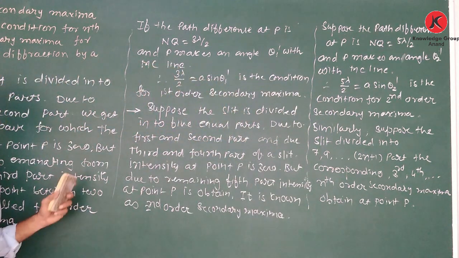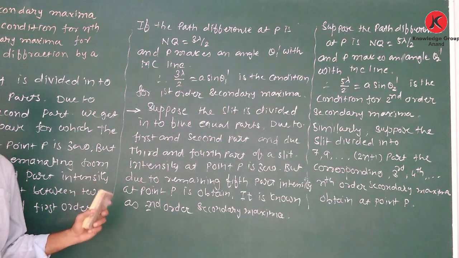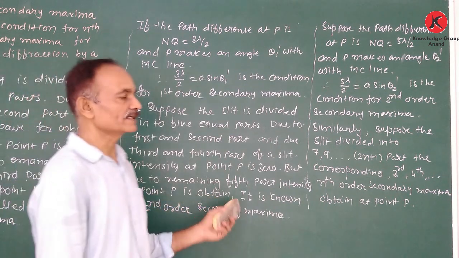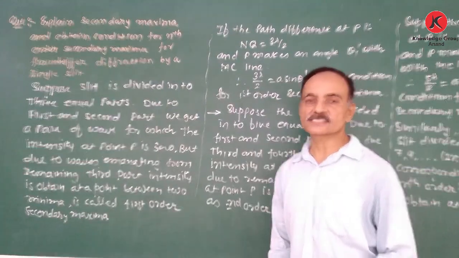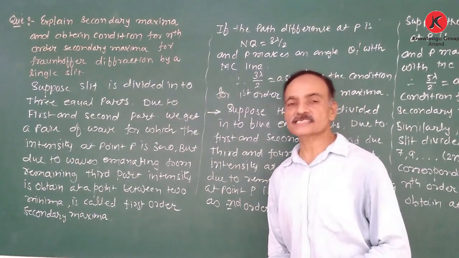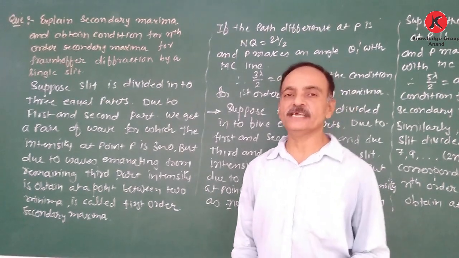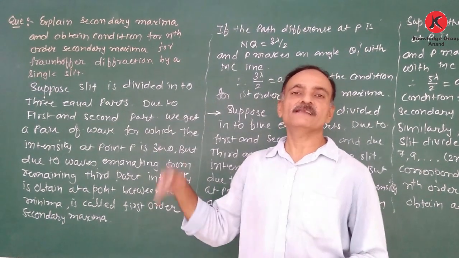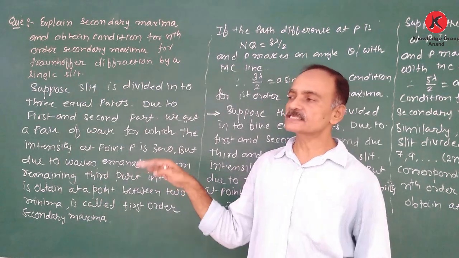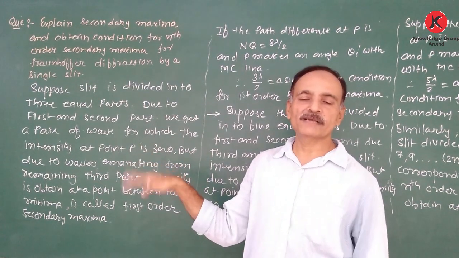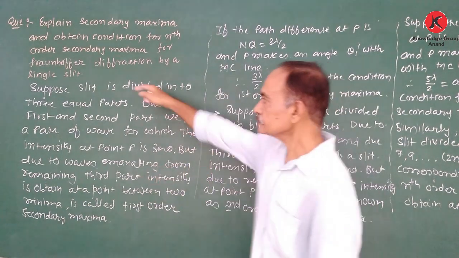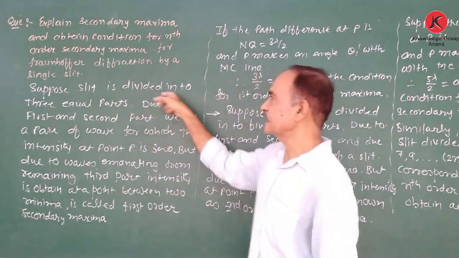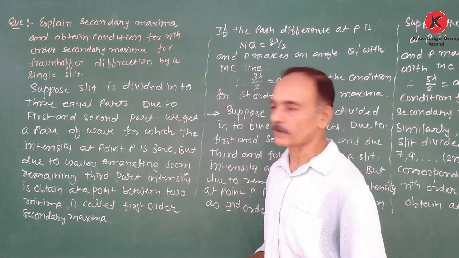So which order of the maxima is obtained depends on the division of the slit. Now again, here we are going to discuss the secondary maxima. Already we discussed the central maxima. On either side of the central maxima, first we obtain the first order minima. Then there is the first order maxima, that is known as the first order secondary maxima. For that purpose, suppose the slit is divided into three equal parts.